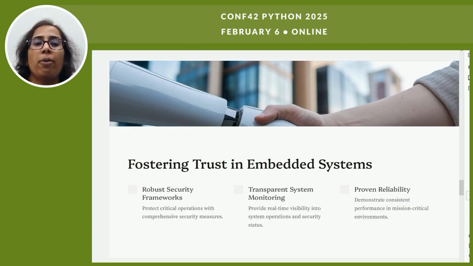We can provide confidence to the users by following these core principles, where we can provide robust security frameworks to protect the critical operations. We can monitor the systems in real time and provide the security status and also provide visibility into the systems. We can also make sure that the mission critical environments always have consistent performance. This way we can show that security is not just an add-on feature, but it's the foundation of everything that we do with embedded systems.